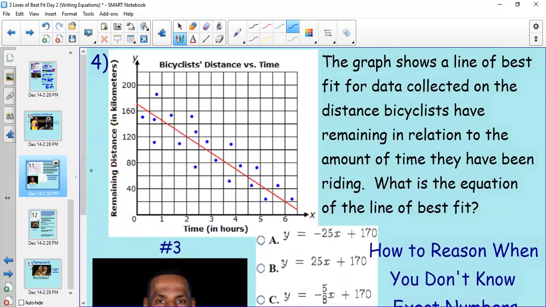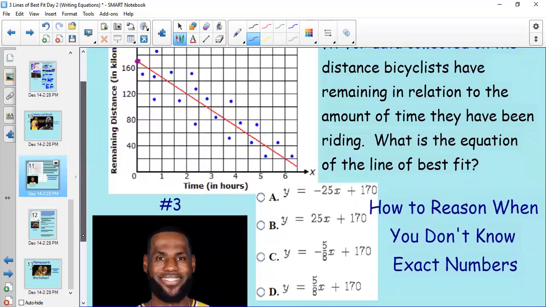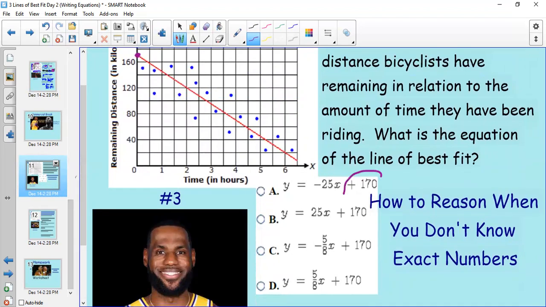Okay, it says the graph shows a line of best fit for data collected on the distance bicyclists have remaining in relation to the amount of time they have been riding. What is the equation for the line of best fit? Normally, we have a nice, easy y-intercept to start with, but I don't. So one way to reason through it, especially if it is multiple choice, is to look at your options, the y-intercept options. Notice they are all the same, all 170. So I know our y-intercept is 170, and I don't even have to worry about that part because they all have that in common. All I really need to do is find the slope.